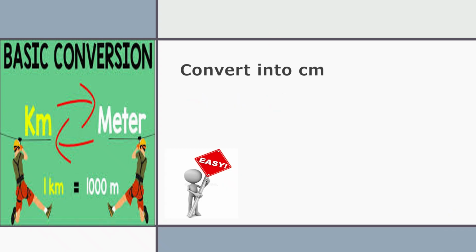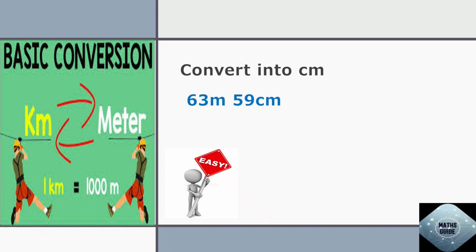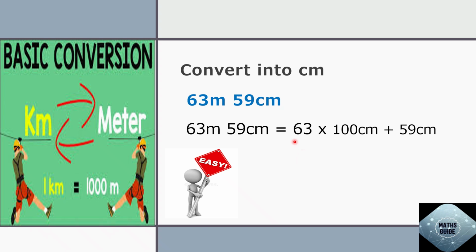Now another question of the same type, but this time we have two units which are meter and centimeter, and we have to convert it into centimeter only. So we will just convert these 63 meters into centimeter and add the remaining centimeters into the answer. As you all know, 1 meter is equal to 100 centimeters. So this time we will multiply by 100 centimeter, and then we will add these 59 centimeter into the answer. So we get 6300 centimeter plus 59 centimeter, and the final answer is 6359 centimeter.